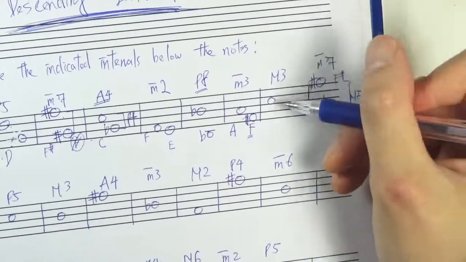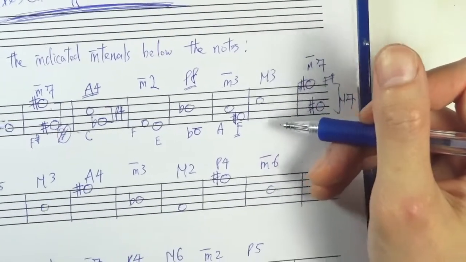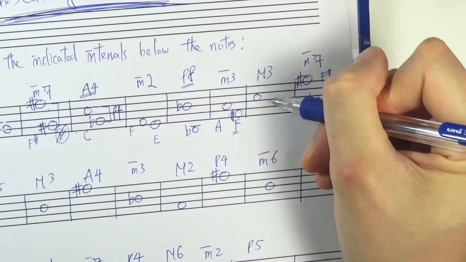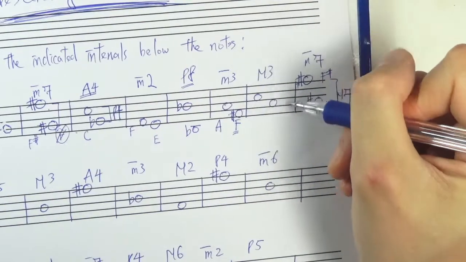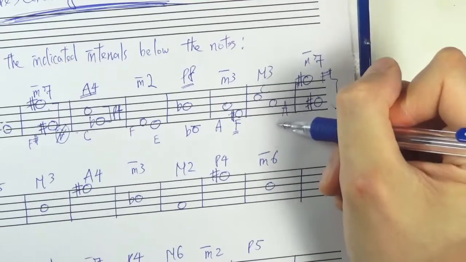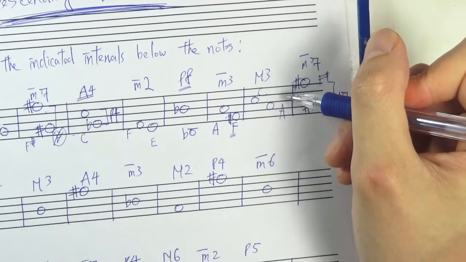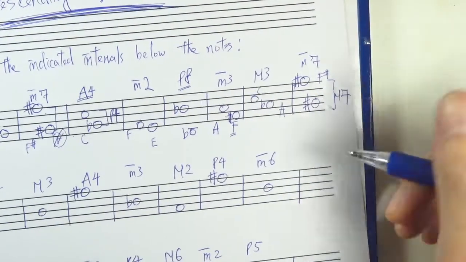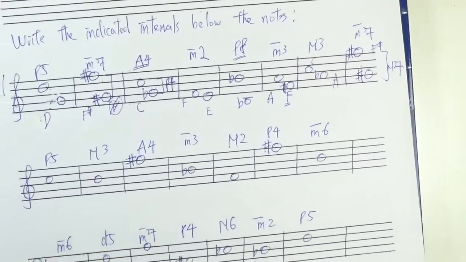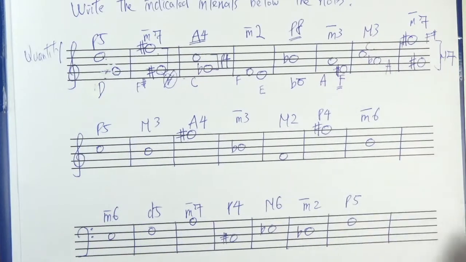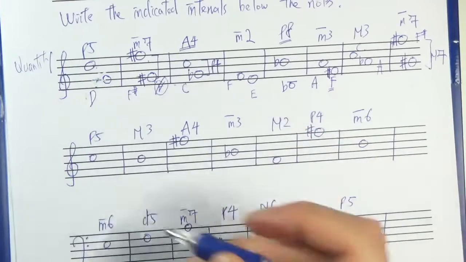Okay. So let's come back here. We have a C. So we'll go down a third first. So A, B, C. So A to C. Let's check the interval here. It's a minor 3rd, right? It's too small. So you have to flatten this one to make it bigger. All right. So let's do a few more. Let's do the second row for this video, okay? I don't want to make the videos too long.